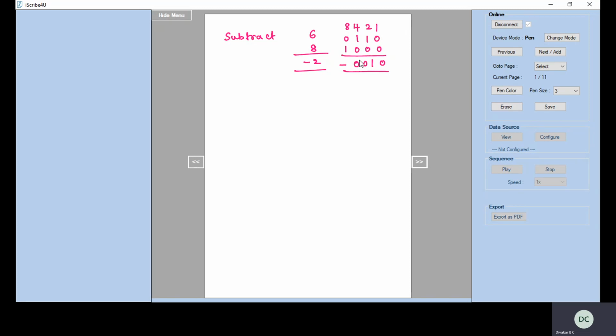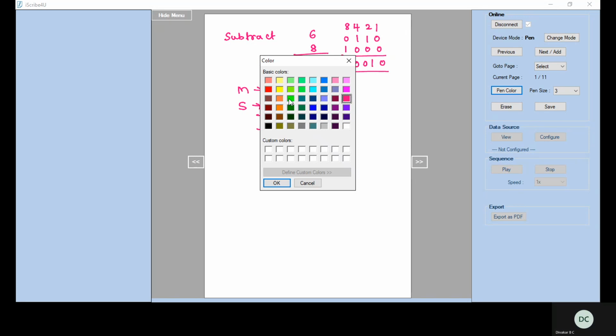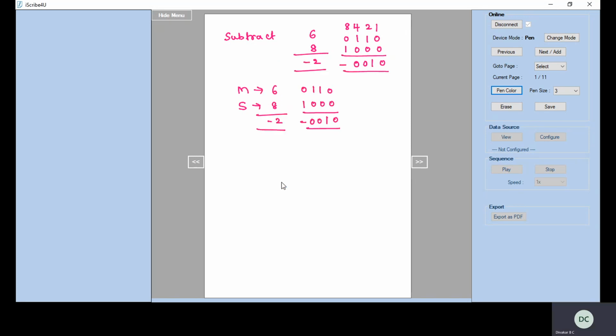Now, first step: the minuend is 6 and the subtrahend is 8. The result is minus 2. That is 0110 minus 1000, and the answer is minus 0010. The first step is to take the one's complement of the subtrahend, which is 0111. Since we are dealing with the 2's complement, add 1 to the LSB.